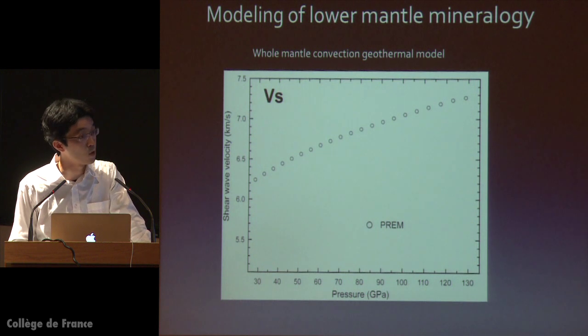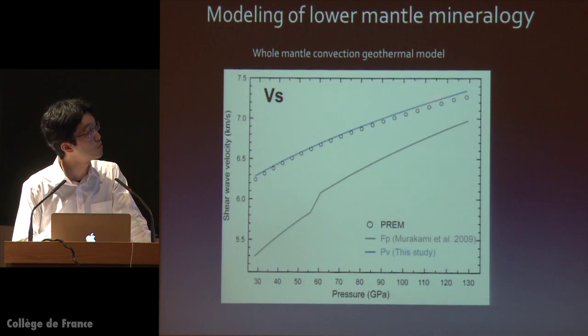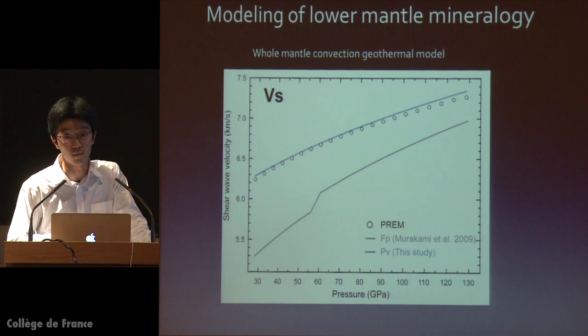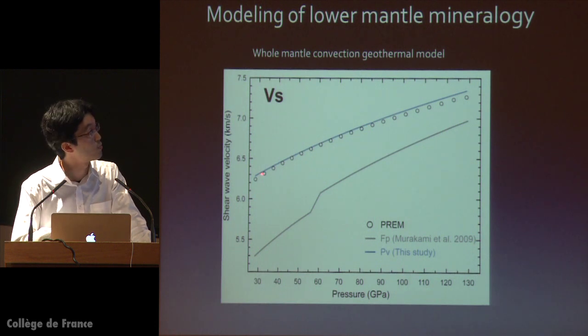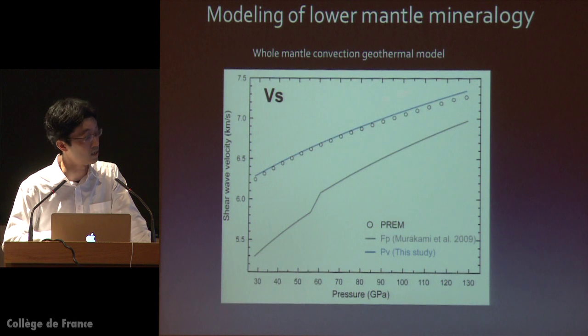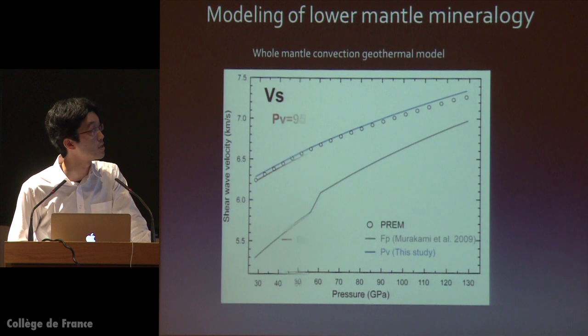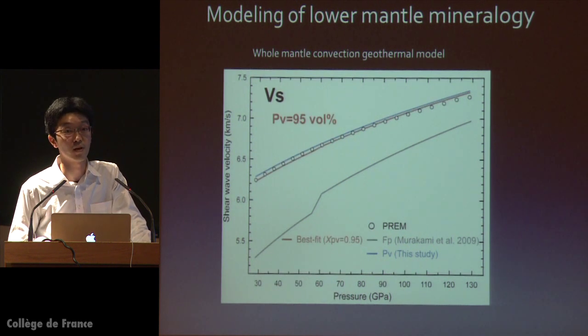And here we show the result, calculated shear wave velocity profiles for the perovskite labeled by blue and ferropericlase labeled by black, together with the PREM indicated by white circles. So as you can see, the shear wave profile of perovskite itself is almost identical to the PREM already. And the PREM profile can be best fitted by the model with 95 volume percent of perovskite, as shown by these red lines.